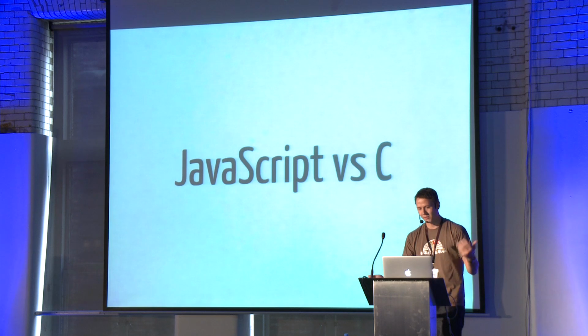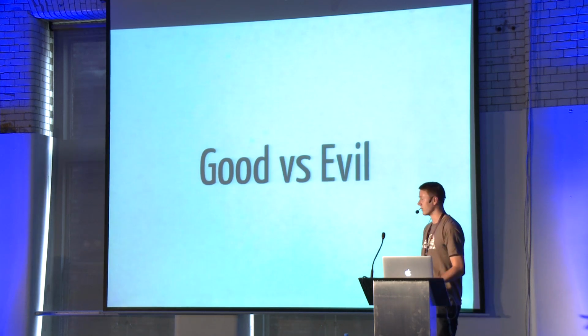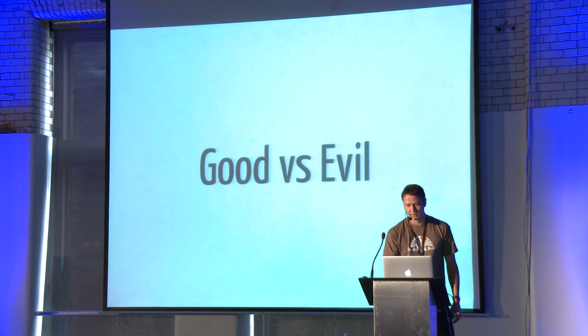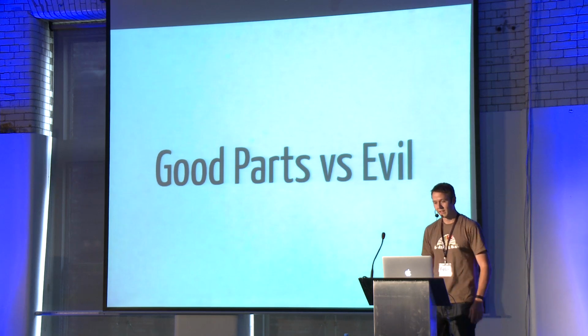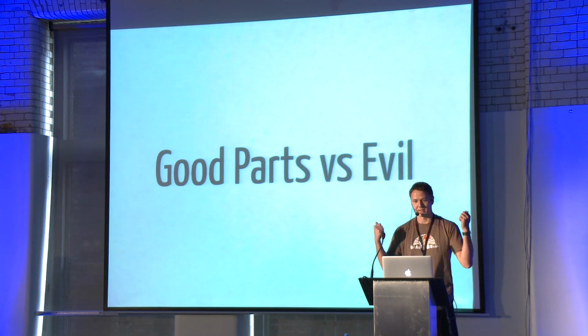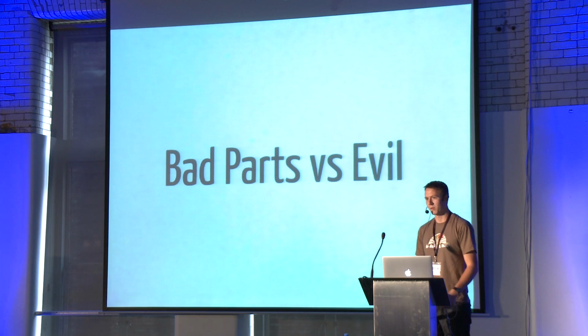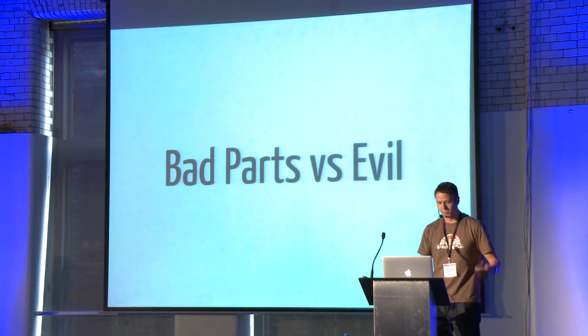So basically, JavaScript versus C, it's kind of like good versus evil, right? Or at least the good parts versus evil. Turns out if you want to fight C, you kind of have to get the bad parts out as well. So bad parts will also be shown.